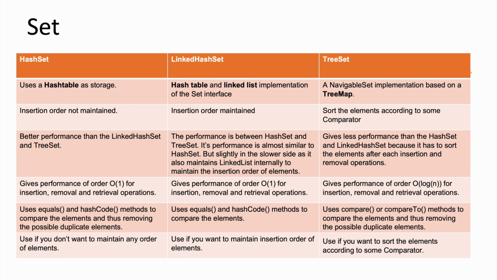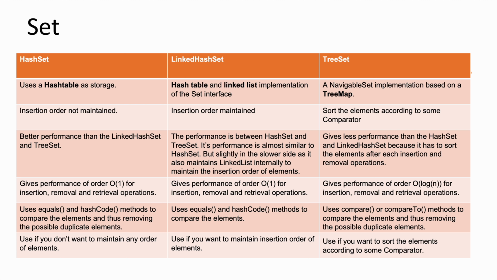HashSet is better for performance than the other two. LinkedHashSet's performance is in between HashSet and TreeSet. It's almost similar to the HashSet, but slightly lower, as it also maintains a linked list internally to maintain the order of insertion of the elements. The TreeSet gives the lowest performance, because it has to sort the elements after each insertion and removal operation.